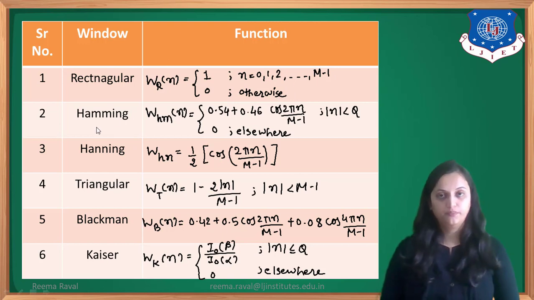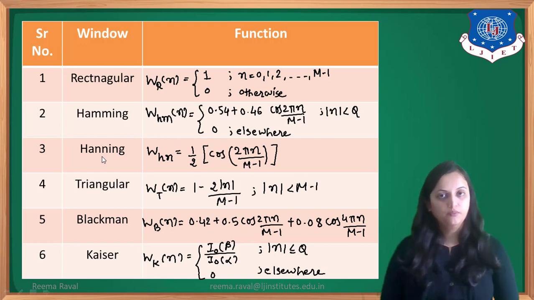Second is the Hamming window. The Hamming window is to be denoted as WHM of n, where HM stands for Hamming window and W stands for windowing method for n discrete instances. The function over here is 0.54 plus 0.46 into cos 2 pi n upon m minus 1 for the instances n less than q. It is 0 elsewhere the regions.